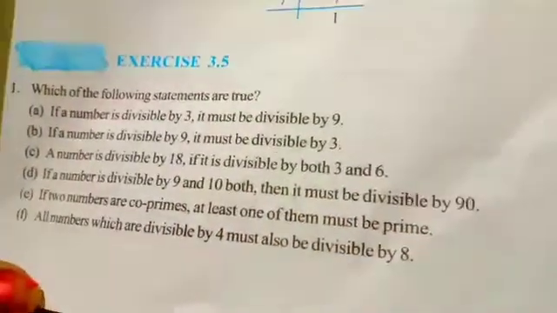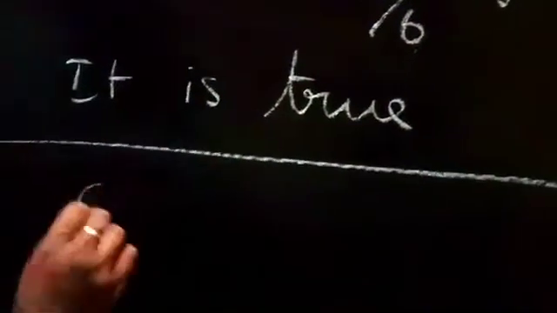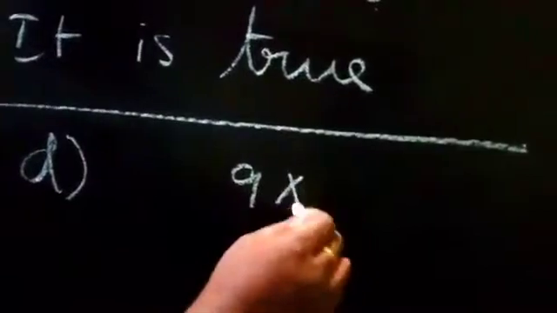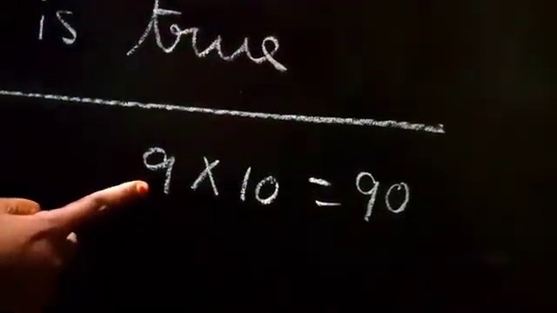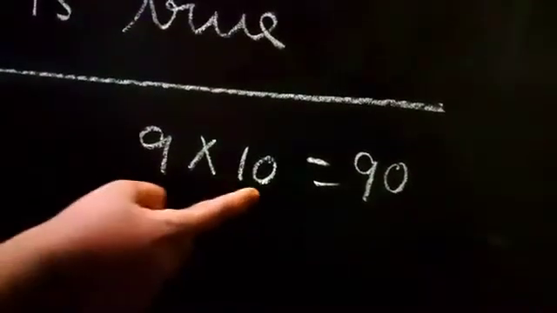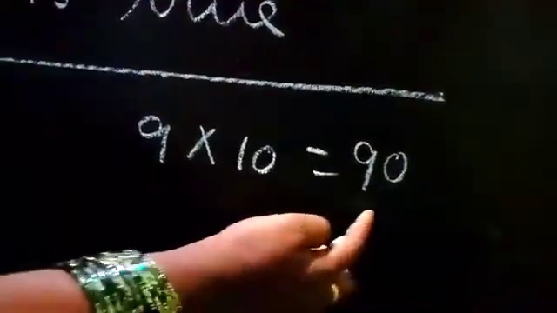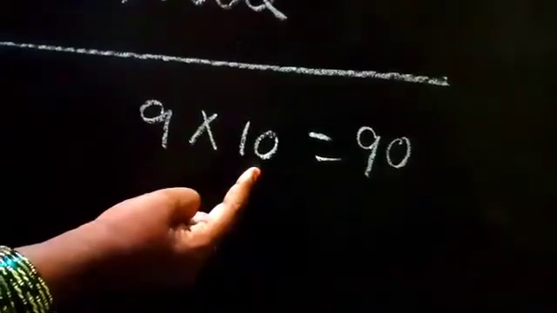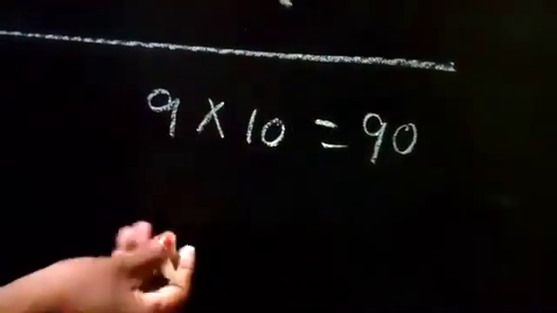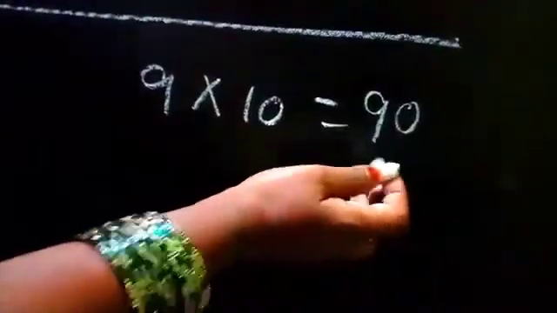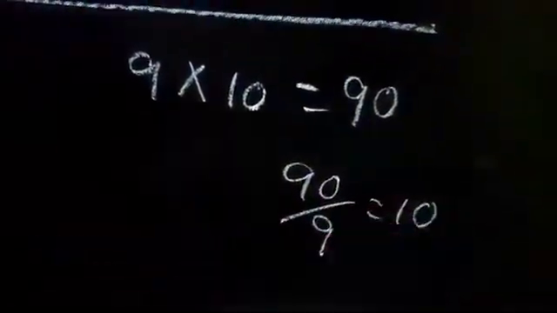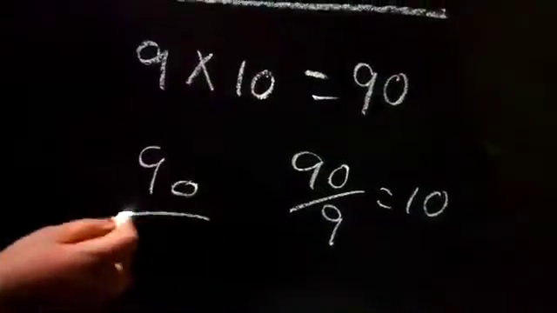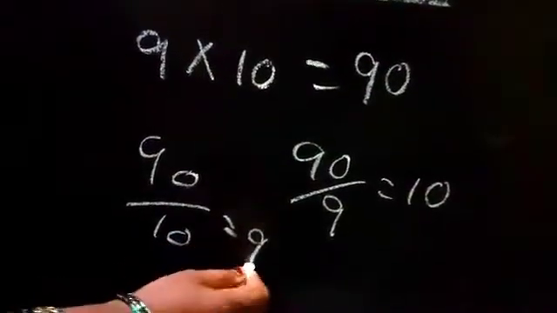Next question: if a number is divisible by 9 and 10 both, then it must be divisible by 90. Yes, because if you take 9 into 10, you get 90. So any number divisible by 90 can be divided separately by 9 or 10 also. Suppose 90: divided by 9, it is 10 times; divided by 10, it becomes 9 times.